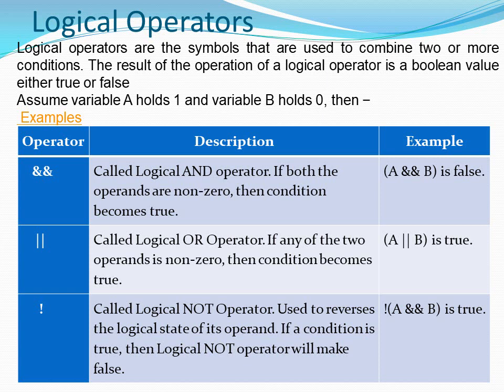And OR operator is called logical OR operator. If any of two operands is non-zero, then condition becomes true. Means any one condition should be fulfilled for OR operator. And last is the NOT operator, used to reverse the logical state of its operand. If a condition is true, then logical NOT operator will make it false.